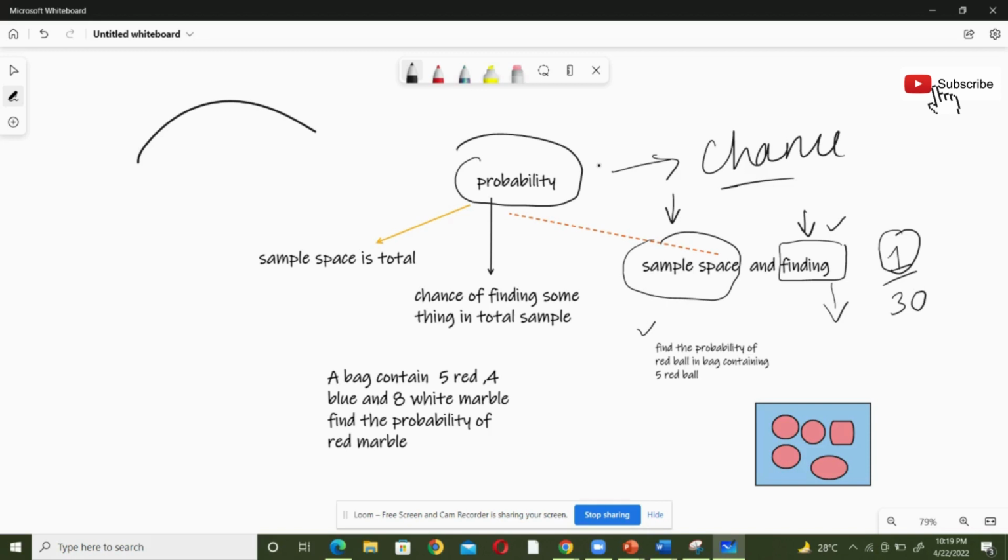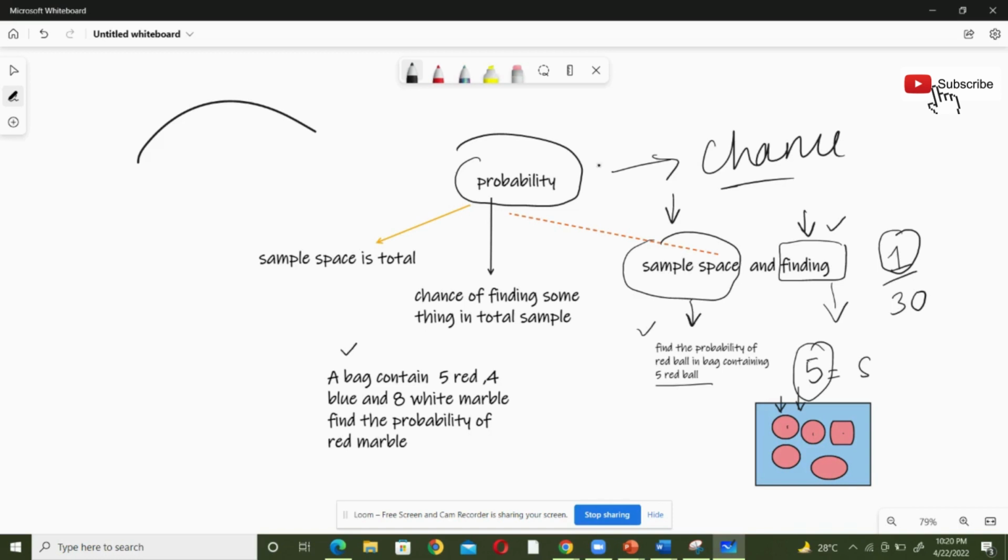So let's leave that. Now let's learn this concept in depth. If you have a question: find the probability of red balls in a bag containing 5 red balls. First of all, you have to check the total number of balls, which is known as the sample space. In that case, it is 5. Our sample space is 5. Now, what is the probability of red balls? Each ball is red, and each time you draw a ball, the chance that a red ball comes is certain, because you can draw red balls 5 times since there are 5 balls in total.